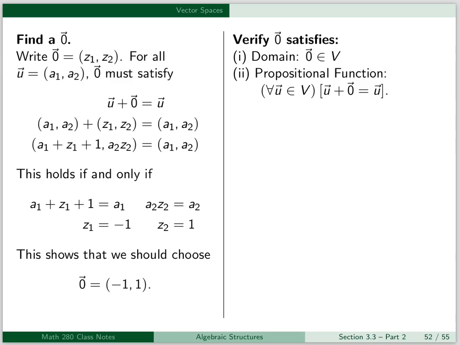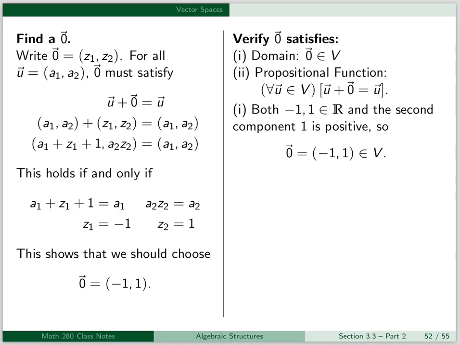So we've now found our zero vector. We're ready to verify it. Both minus 1 and 1 are in R, and the second component 1 is positive, so our zero vector, which is negative 1, 1, is in V, according to how V is defined.